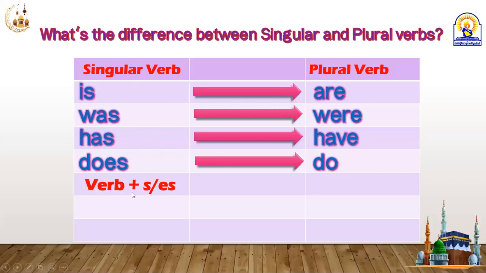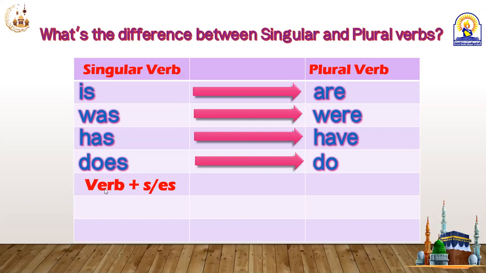Any verb plus s or es, this is singular. Be careful, guys, because most guys are confused and they make a mistake here. They think that verb plus s is plural. It's not correct. I'm not talking about nouns. For nouns, yeah, I know that a noun plus s or es is plural. Car, cars. Boy, boys. But here I'm talking about verbs, okay?